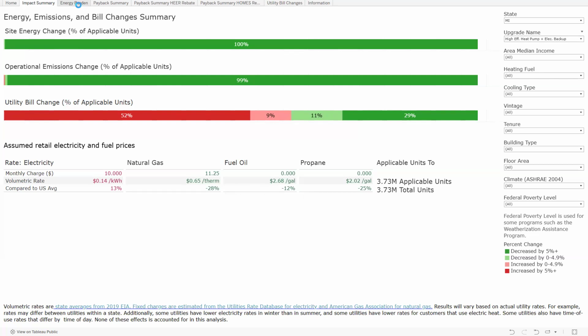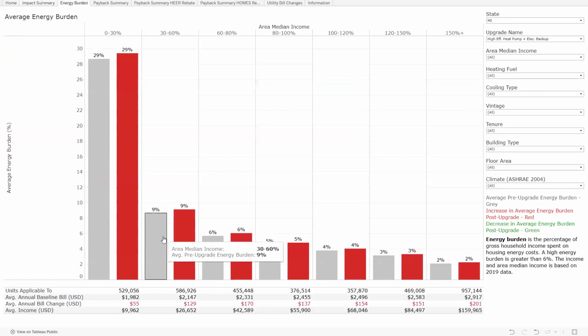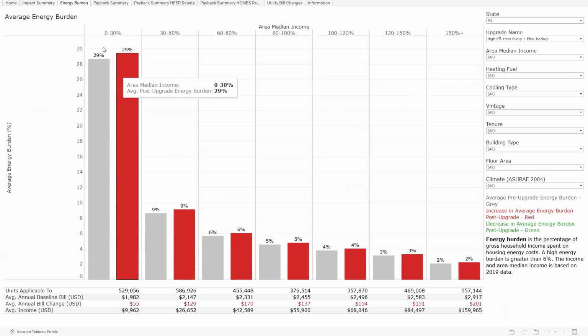Next page that we have created here is our energy burden page. This will look on the same filters, but it's going to look at the energy burden change before and after a specific upgrade. So in this case, again, we're still looking at that high efficiency heat pump with an electric backup. And then the average energy burden here is on the left.